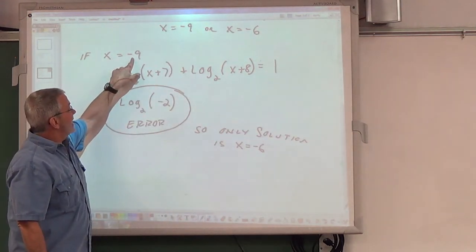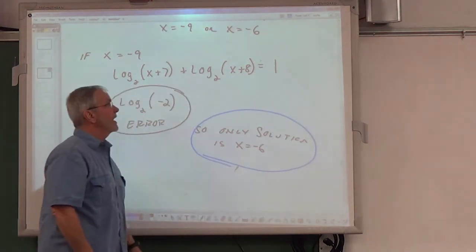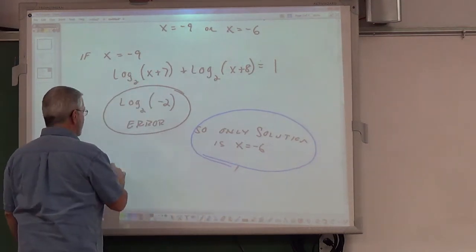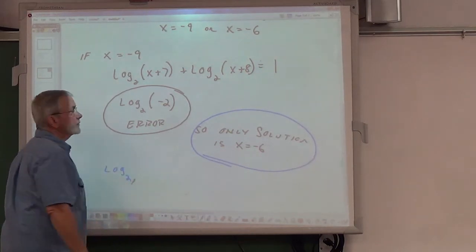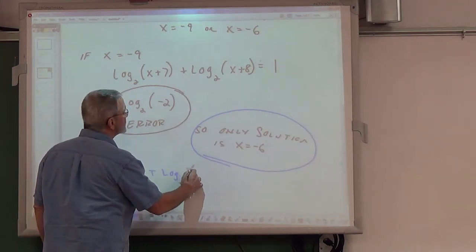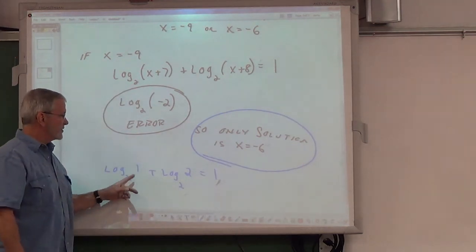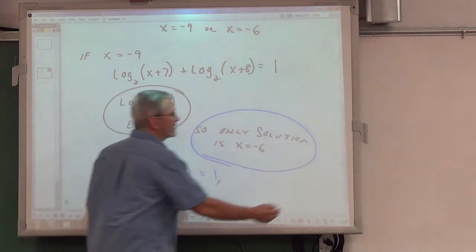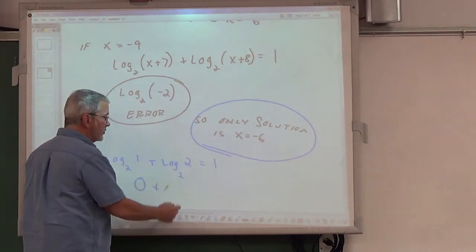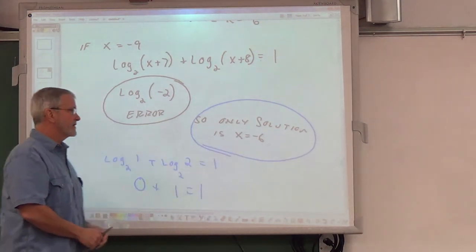So x equals negative 9 is not an answer, so the only answer to this particular equation is x equals negative 6. If you put negative 6 in, you're going to get log base 2 of 1 plus log base 2 of 2, and that's supposed to equal 1. Oh, and it does. What's log base 2 of 1? By properties of logarithms, or by definition, that's 0. 2 to what power is 2? 1. And the last time I checked, 1 does equal 1. Only solution here, x equals negative 6.